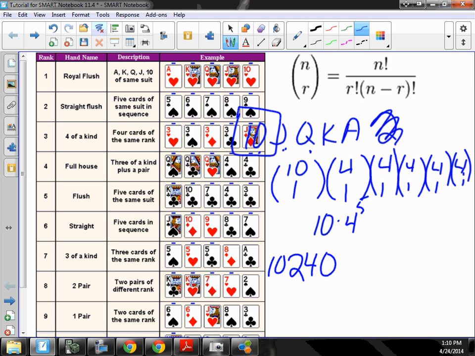10,240, but that number is too big. I need to subtract off the straight flushes, the royal flushes. What about the flushes? We already guaranteed those don't have straights in them. So we need to subtract 40. So 10,200. All right, 3 of a kind.